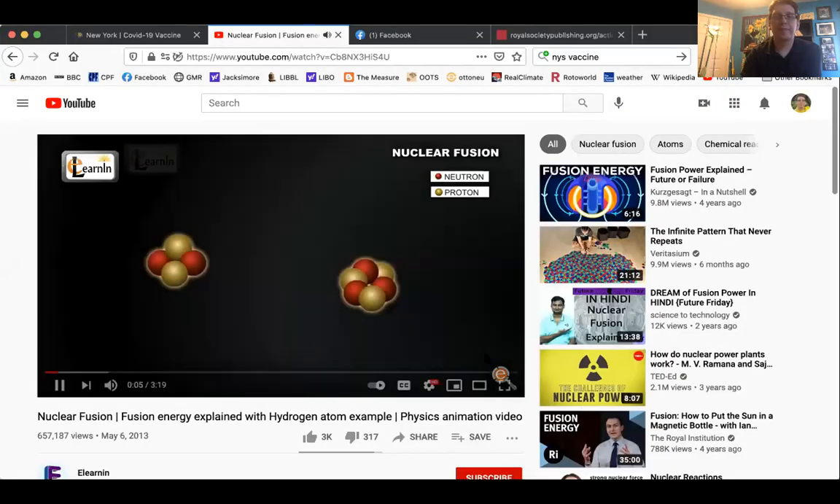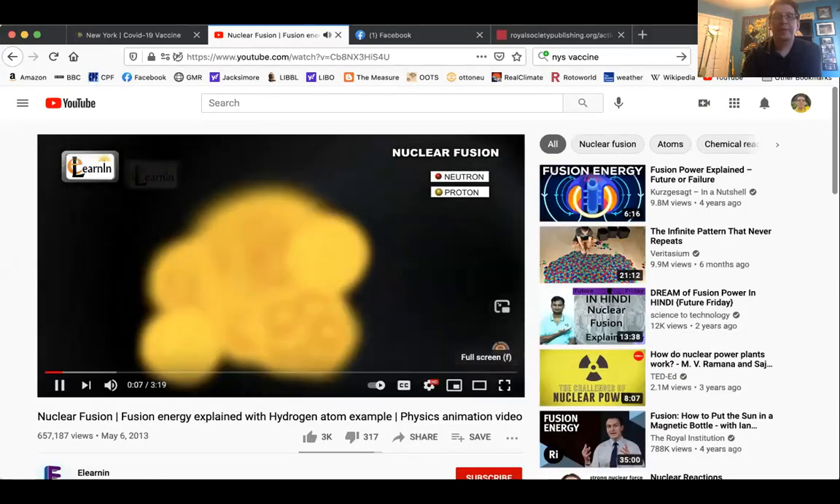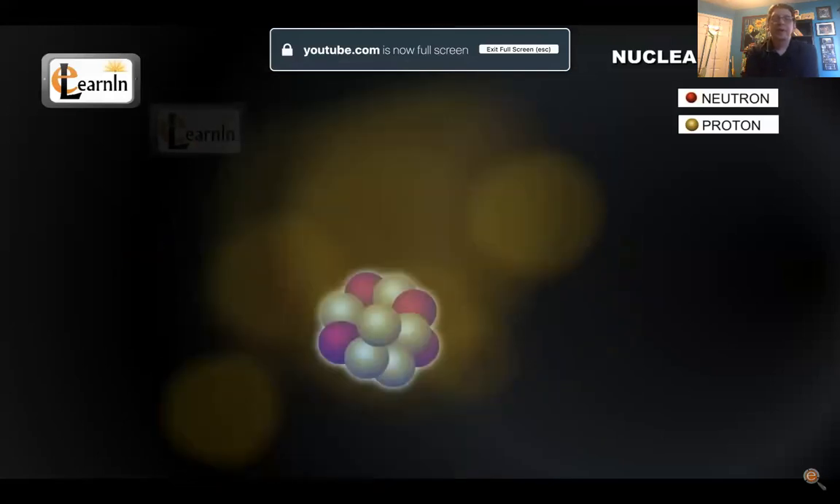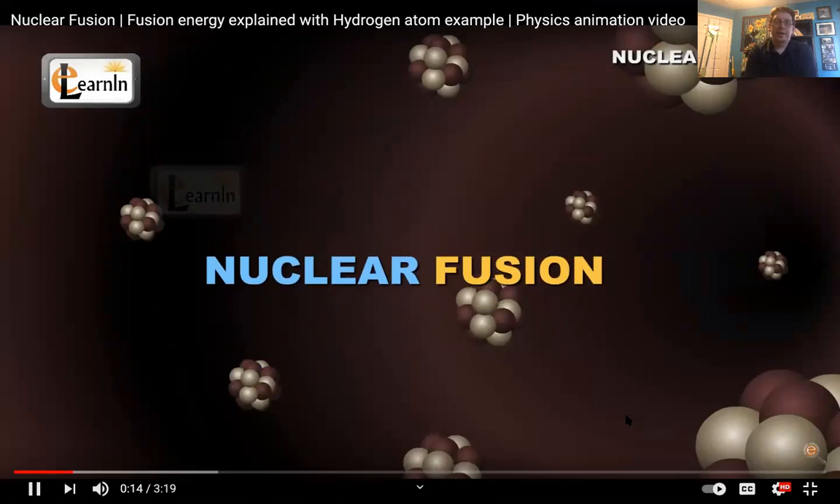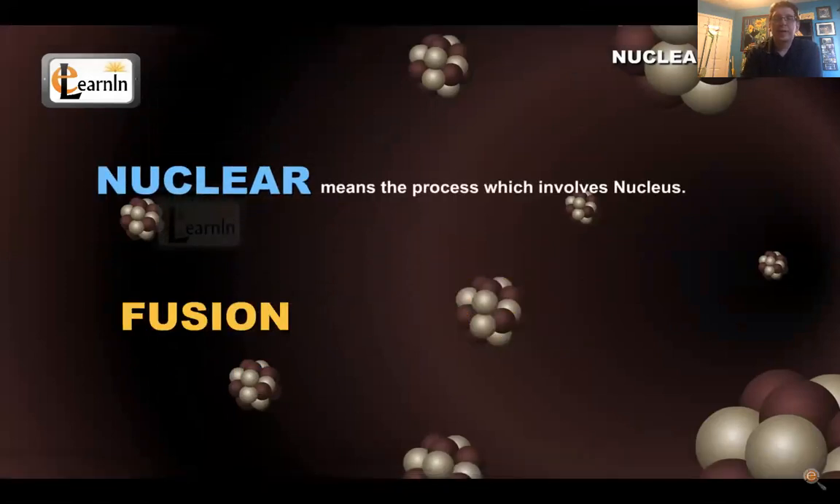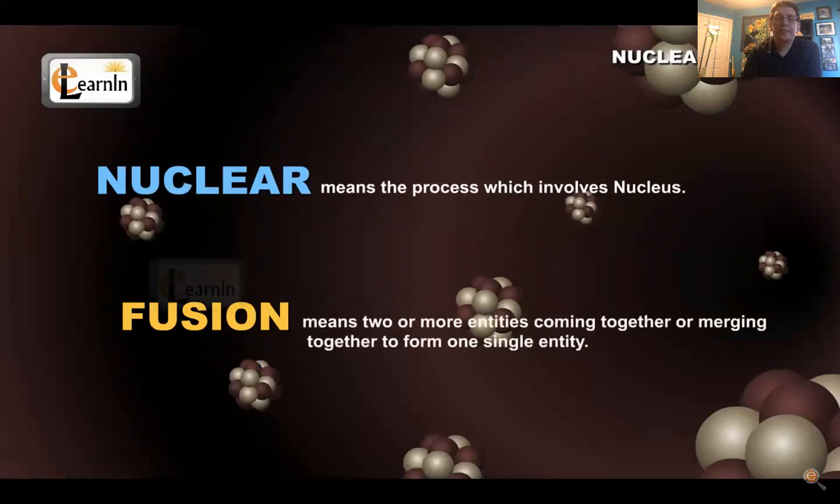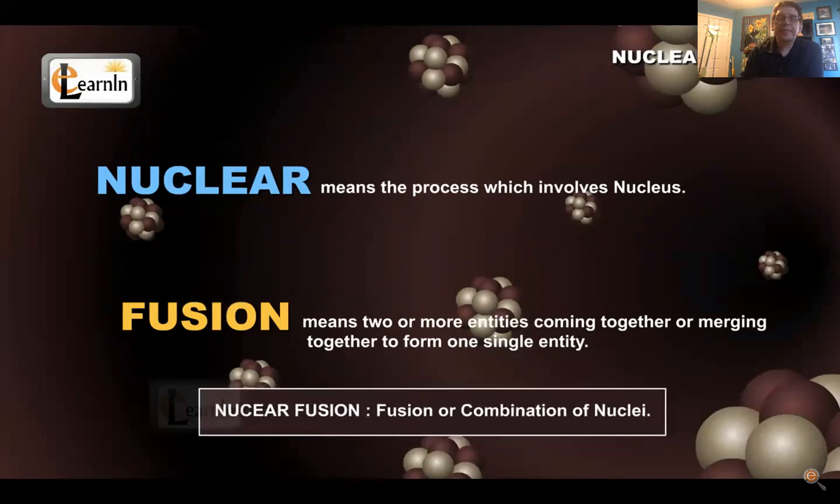Nuclear fusion. In this video, we're going to understand how 2 or more nucleons merge or fuse together to create something more powerful and meaningful. So let's start by talking about the word nuclear fusion. Nuclear means the process which involves the nucleus, and fusion in English means 2 or more entities coming together or merging together to form one single entity. So, nuclear fusion can simply be defined as the fusion or combination of nuclei.